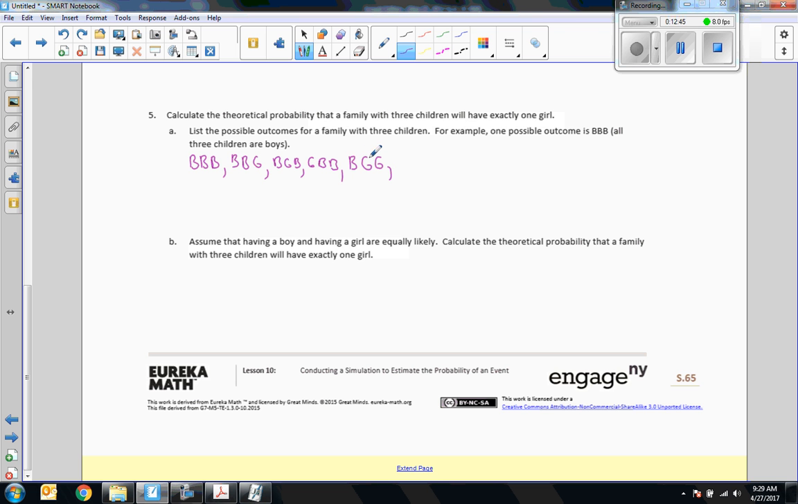Now I'm going to move the B throughout, so it's going to be G, B, G, and then finally G, G, B. So we have 3 boys, 2 boys and a girl, all 3 possible outcomes, 2 girls and a boy, all possible outcomes. And finally, we round it out with 3.